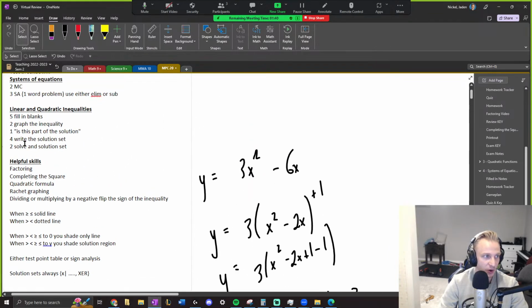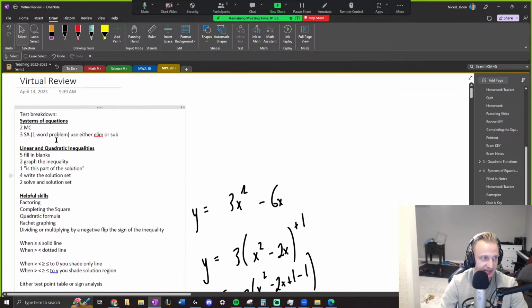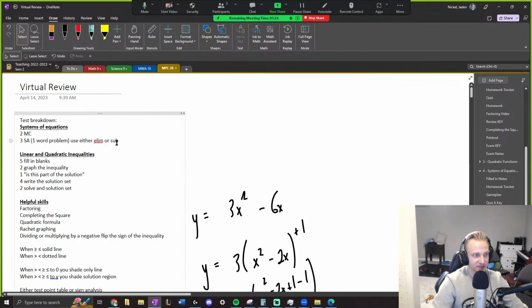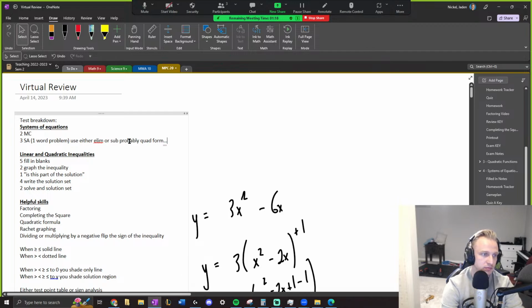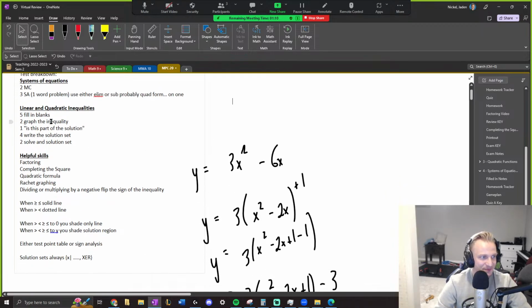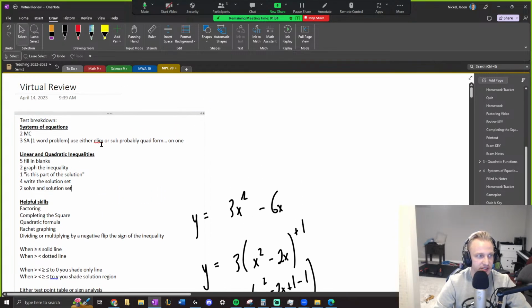Well, great timing, you guys. Just a reminder, this is kind of what we're looking at for the test. So 2 multiple choice, 3 short answer for the systems of equations. So there's 1 word problem only. I'll throw this one in here for Azka and for Axel. There you go. And then linear and quadratic equations. So there's like 2 sections of the test.